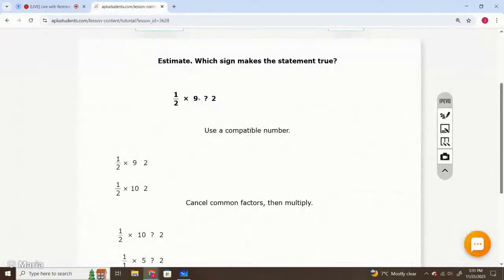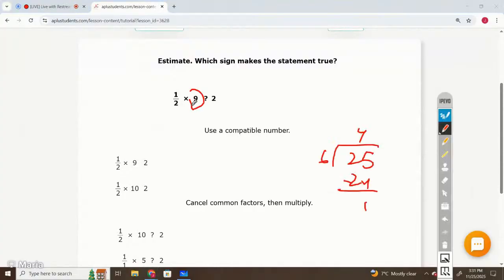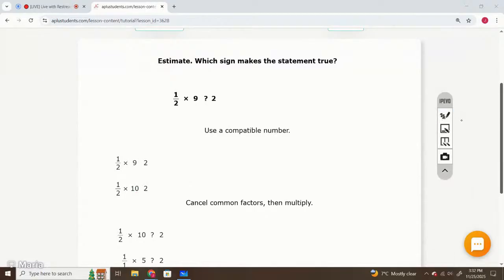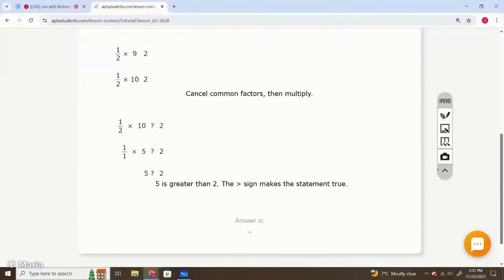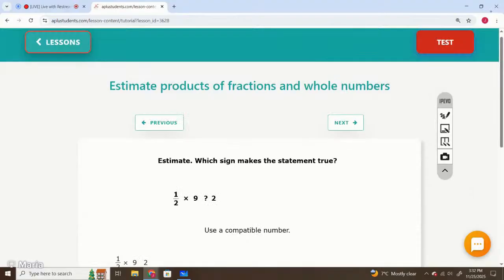So replace the 9 with a number that can be easily divided by 2. Right? So 10 it is. So let's just replace 9 by 10. So that is 10 times 1 is 10, 10 over 2. That equals 5. So 5 is greater than the number on the other side. On the other side it is 2. So 5 is greater than 2. The correct option is greater. So basically we have to estimate and compare.